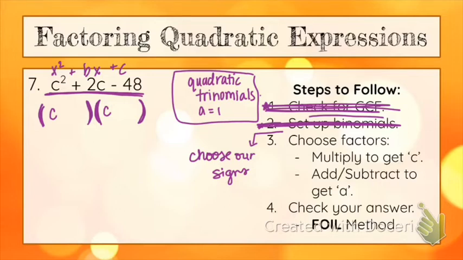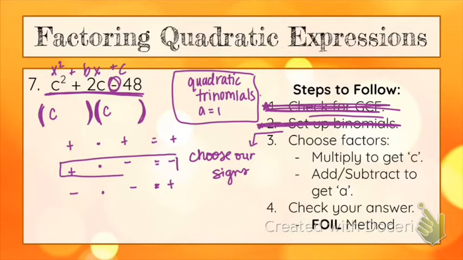here are our options. We can either have plus plus, or plus minus, or minus minus. When you multiply two positive numbers together, you get a positive number. When you multiply a positive and a negative, you get a negative. When you multiply two negatives, you get a positive. So we need to multiply to get a negative number. That means we have to have one positive number and one negative number in our factors. It doesn't matter which order you put the plus and the minus in right now.